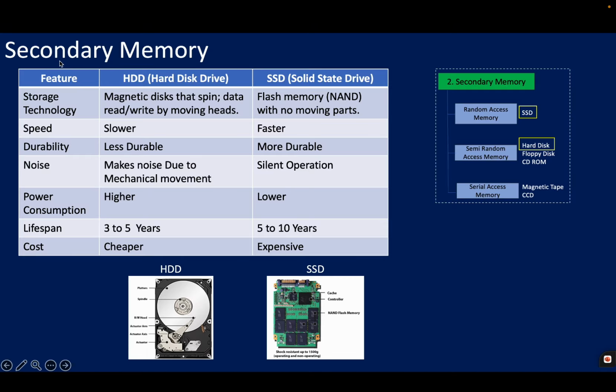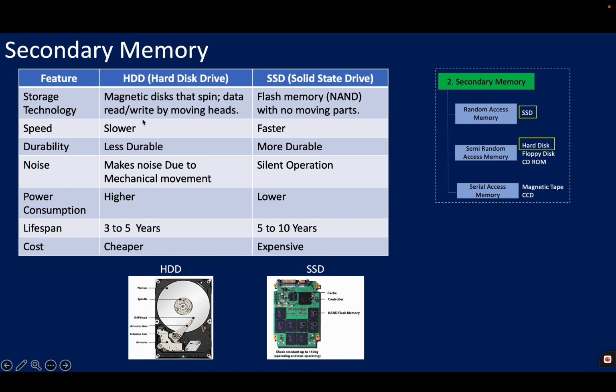Now, let us look at the second classification of the memory, secondary memory. In secondary memory, let us focus on hard disk drive and solid state drive, as these are the popular ones now. By storage technology, hard disk drive is based on magnetic disk that spins, data read-write by moving heads. On the other hand, solid state drive is based on flash memory with no moving parts.